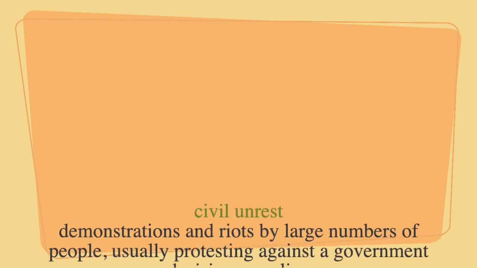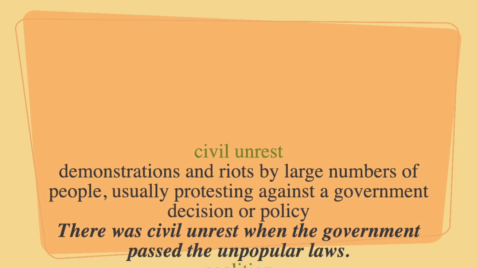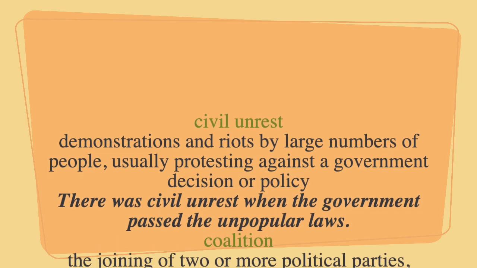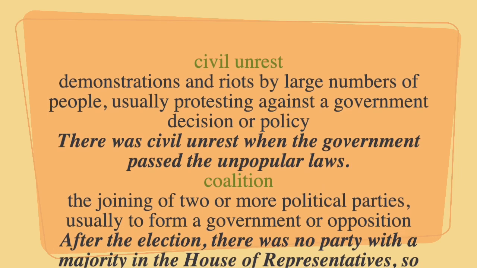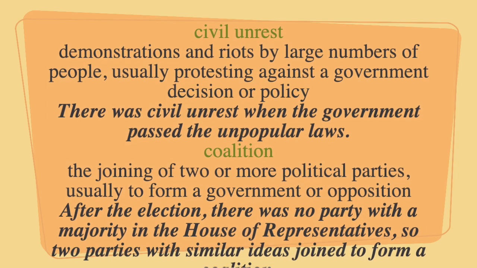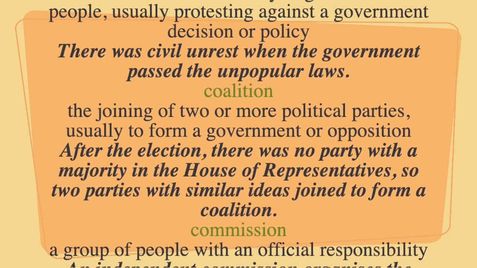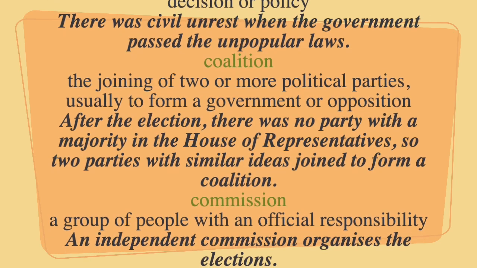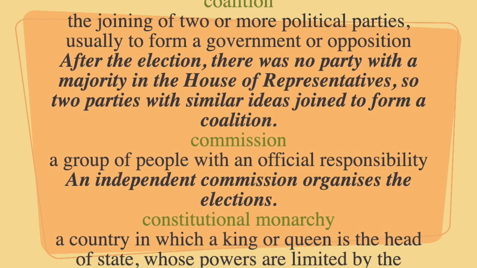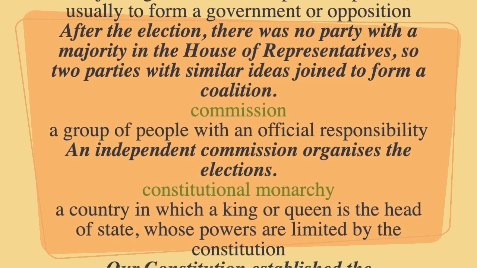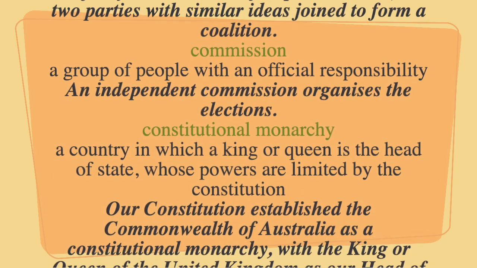Okay, finally, I'm going to talk about some important words whose definitions you will have to remember to answer the multiple choice questions in the citizenship exam. So what is civil unrest? Demonstrations and riots by large numbers of people, usually protesting against government decisions or policies. And what is a coalition? Previously I talked about the word coalition, if you remember. That's the joining of two or more political parties, usually from government or opposition.